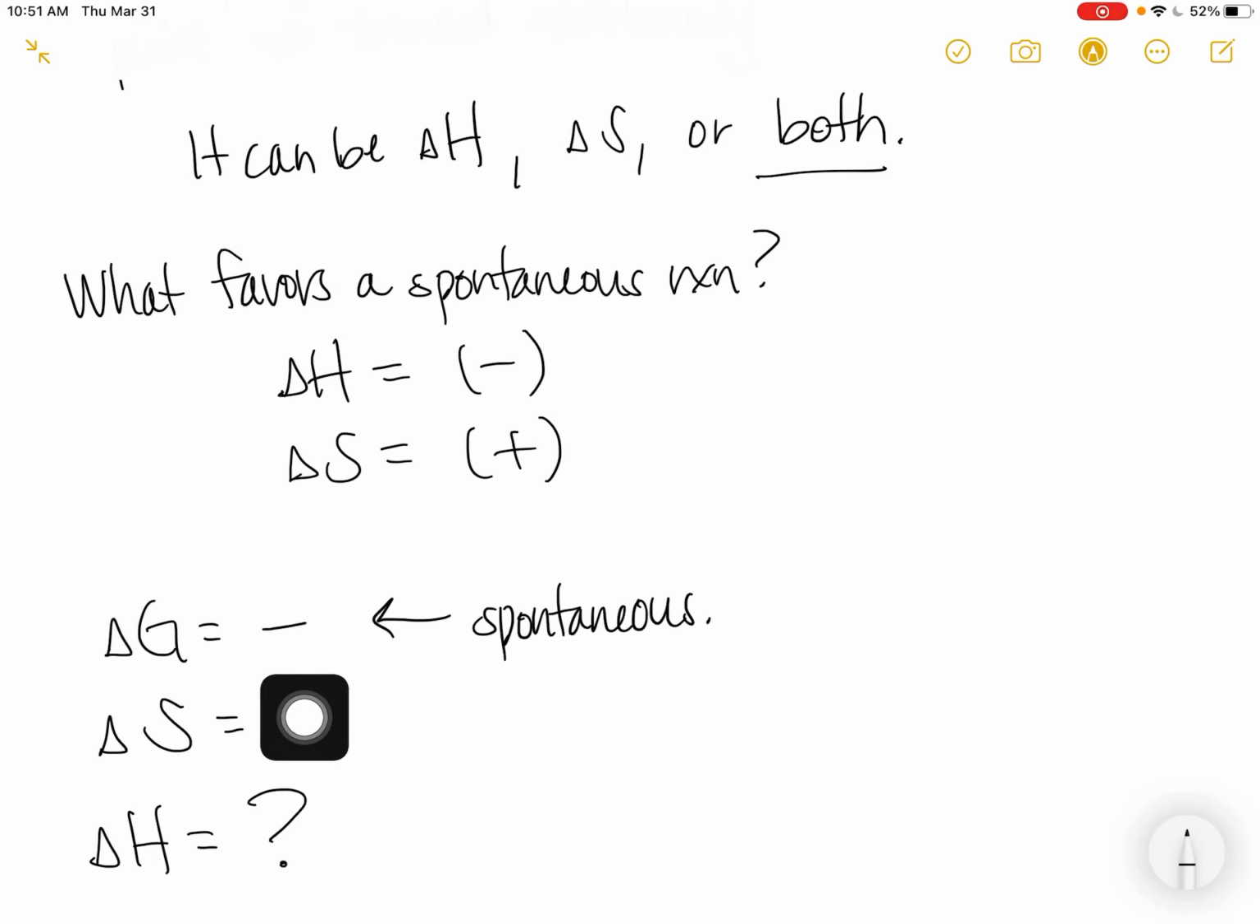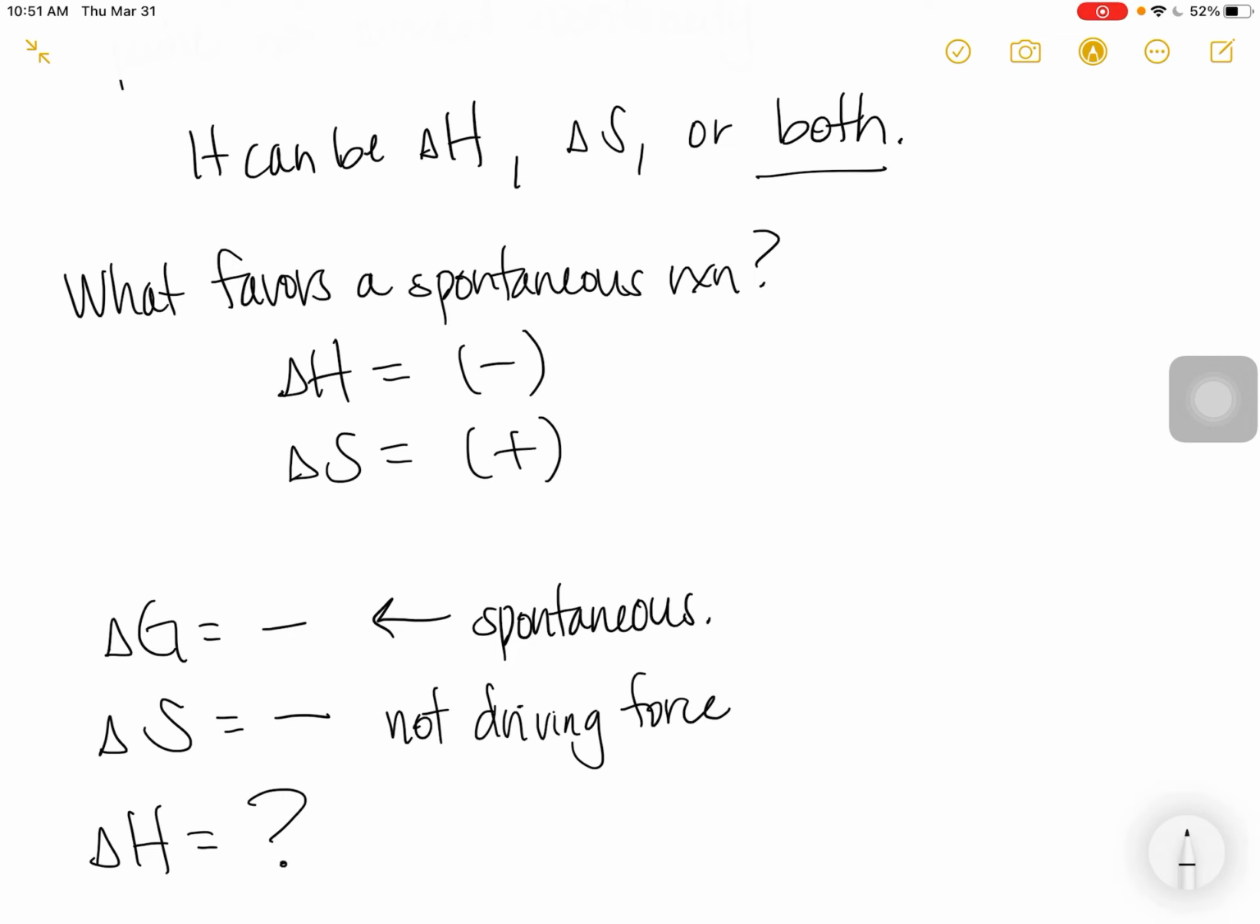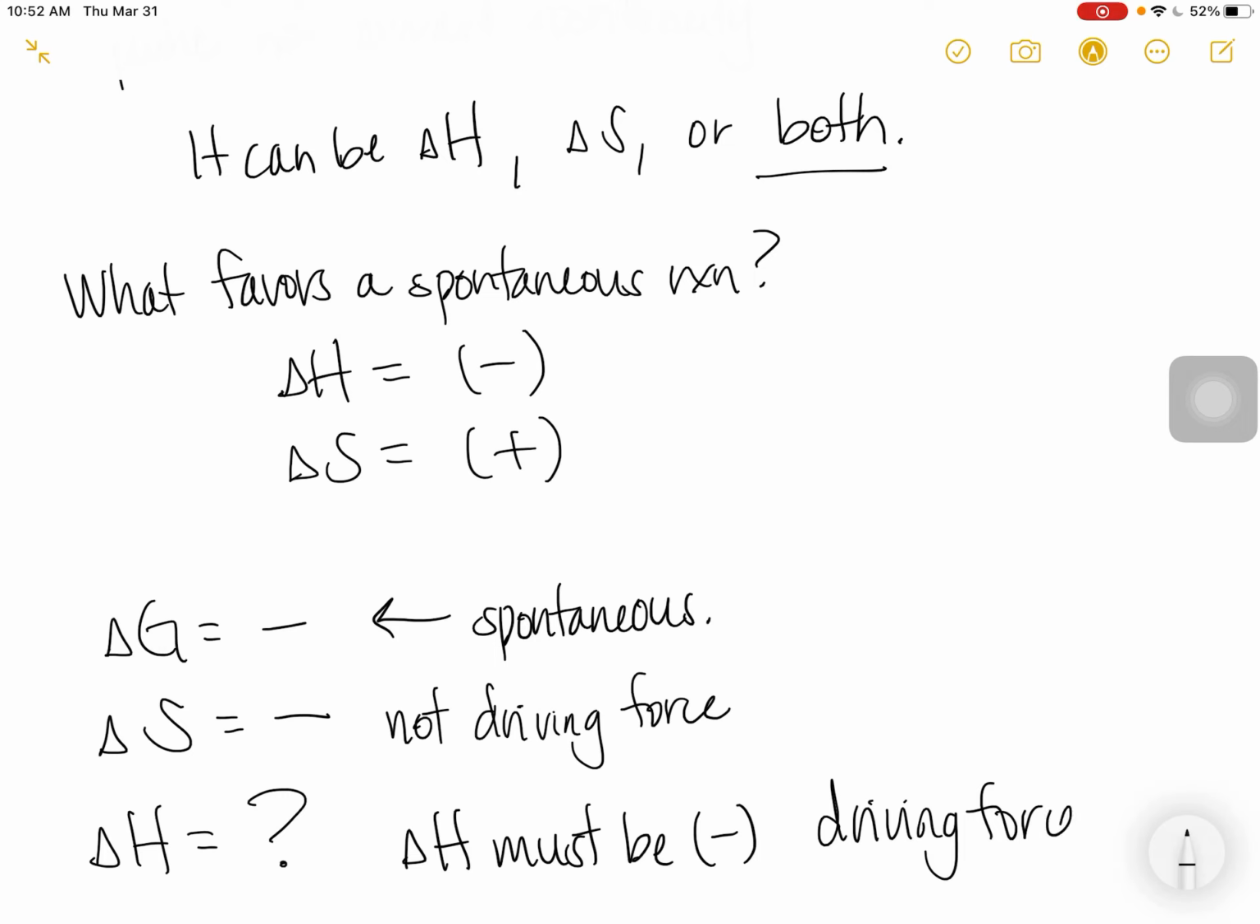So look at delta S, right? Well, delta S is negative. Is that the value of delta S that drives a reaction toward being spontaneous? No. So delta S is not the driving force, which means in order for this reaction to be spontaneous, it has to have at least one driving force. So it must be delta H. And the sign for delta H that pushes a reaction toward being spontaneous is negative. So we know without a doubt that delta H must be negative, and it is referred to as the driving force of the reaction.